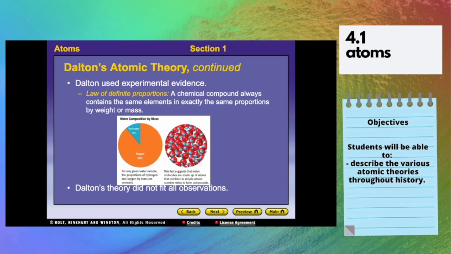For example, water we know is H2O, so 2 hydrogens and 1 oxygen. And by mass, water is always 89% oxygen, 11% hydrogen. For any given sample of water, the proportions are going to be constant. This fact suggests that water molecules are made up of atoms that combine in simple whole number ratios, and they combine the same way each time. Dalton's theory did not fit all observations.